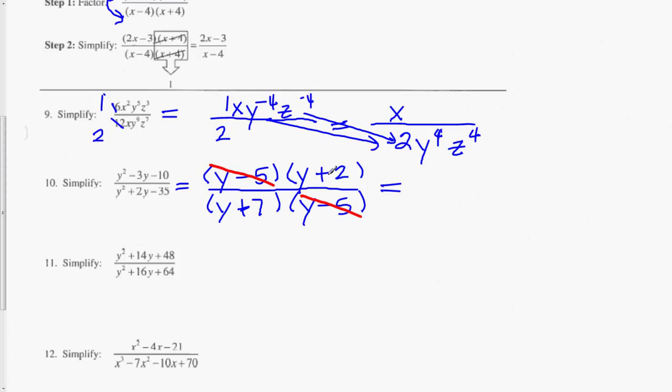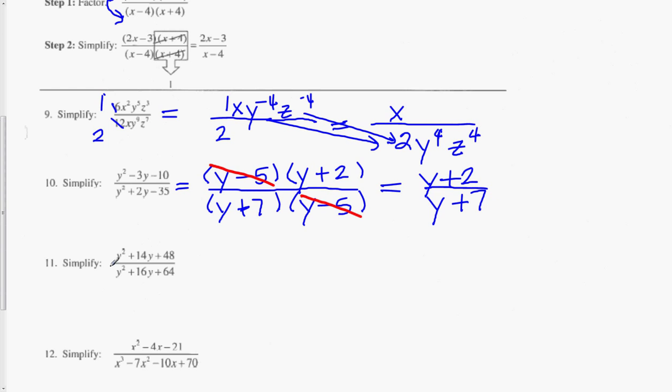If I put a 3 in for y, that means I'm putting a 3 in the top and a 3 in the bottom. 3 plus 2 would be 5 on top. 3 plus 7 would be 10 on the bottom. 5 over 10, that doesn't equal. 5 and 10 don't equal each other. So I can't do any canceling like that. So my final answer is going to be y plus 2 over y plus 7. And that's as good as it gets.